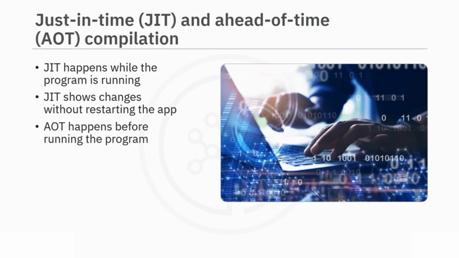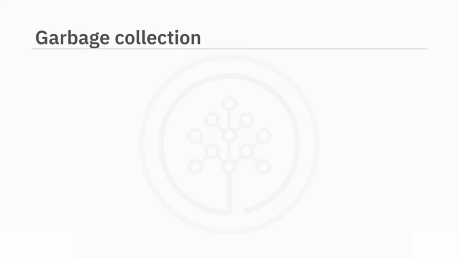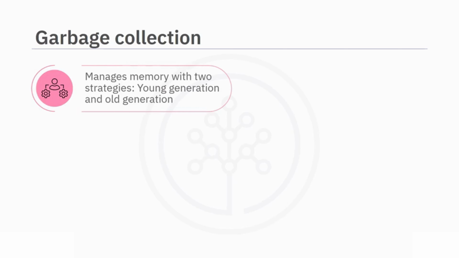AOT happens before running the program. It translates all the Dart code into machine code ahead of time, allowing an app to start faster and run more smoothly. Another fundamental of Dart is garbage collection, which is used to manage memory. Garbage collection automatically cleans up parts of memory that your app no longer needs, so you don't have to do it yourself. Dart uses a generational garbage collection strategy.